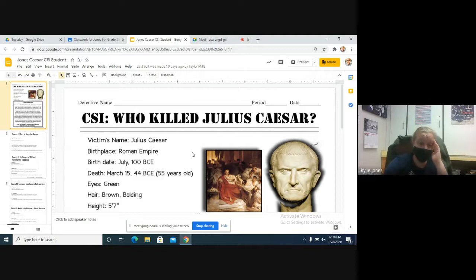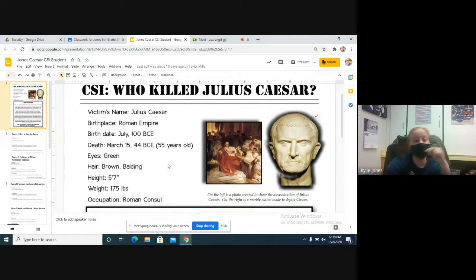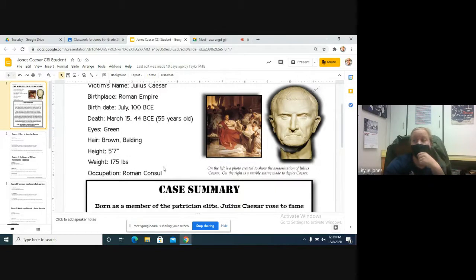His birthday was in July 100 BCE. He died on March 15th, 44 BCE, and he was 55 years old. He had green eyes, he had brown hair, but he was balding because he was getting old. He was 5'7". He weighed 175 pounds, and he was a Roman consul.